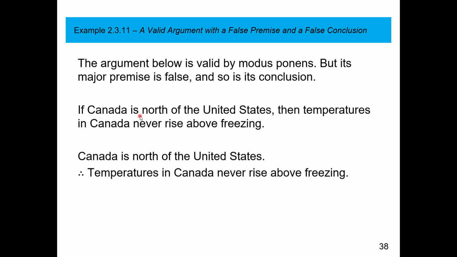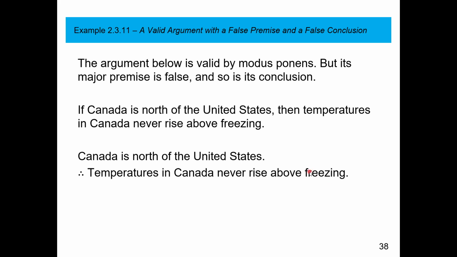All right. So here's another one. If Canada is north of the United States, then temperatures in Canada never rise above freezing. Canada is north of the United States. Therefore, temperatures in Canada never rise above freezing. So the thing about this is that in reality, logically, this is valid because we confirmed the fact that Canada is north of the United States. So therefore, we get the then part, which is our conclusion.